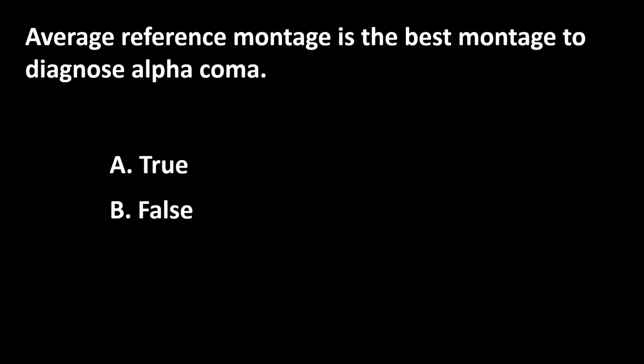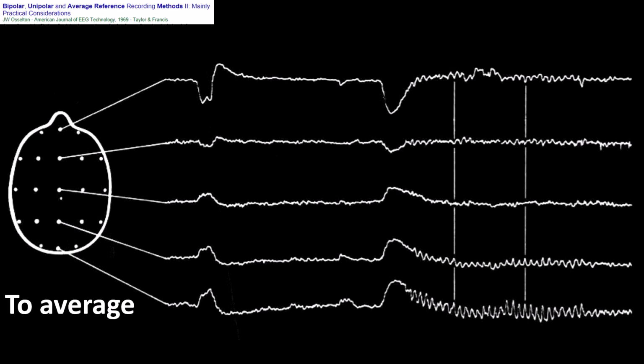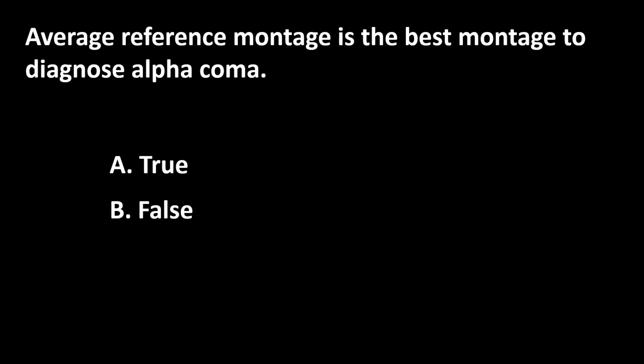Next question. Average reference montage is the best montage to diagnose alpha coma. A true, B false. As you can see in this average montage epoch, alpha activity is diffusely spread. The alpha activity in the frontal region results from the introduction to the average reference electrode of the widely distributed posterior dominant alpha rhythm. Also note the inverted eye movement potential occurring posteriorly. So the answer to this question is false.